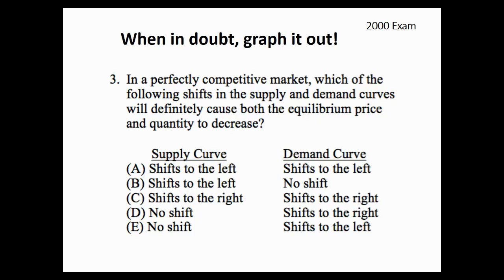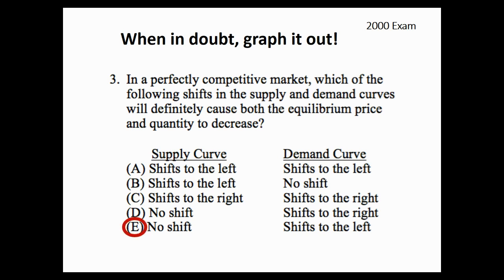Okay. So let's take a look at this one. Pause it and try to figure it out here. All right, I'll read it and then you pause it. In a perfectly competitive market, which is what we're talking about, which of the following shifts in supply and demand curves will definitely cause both equilibrium price and quantity to decrease? Okay. Now, look, it said both of them will do the price and quantity to decrease. So then obviously nothing's ambiguous. So if nothing's ambiguous, that must mean that it's only one thing shifting. Pause it, take a look.